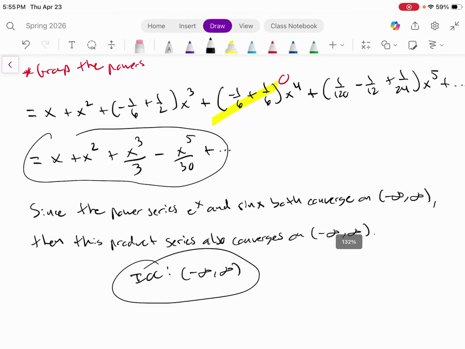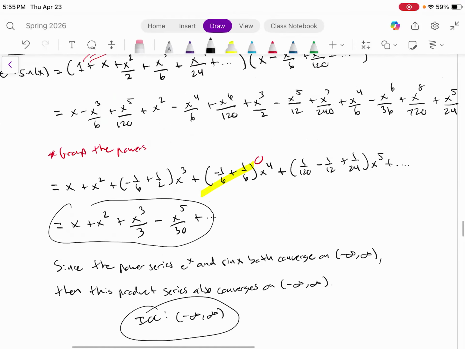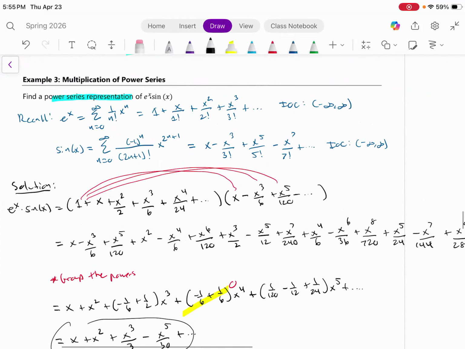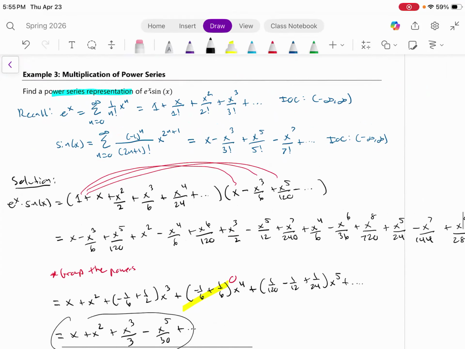So this is us playing around a little bit with some Maclaurin power series using multiplication. We're going to see what addition might look like. That one's a little more involved.